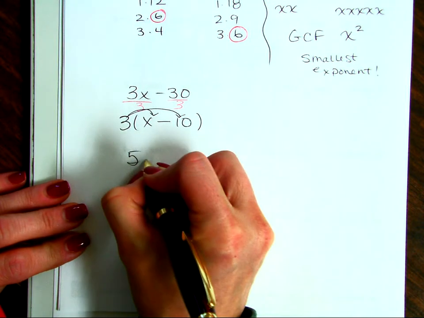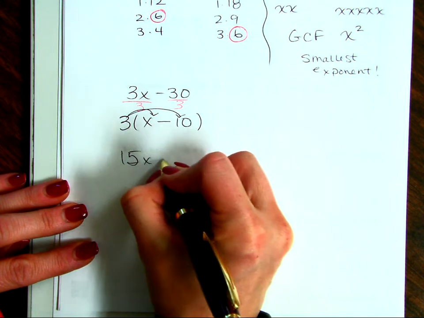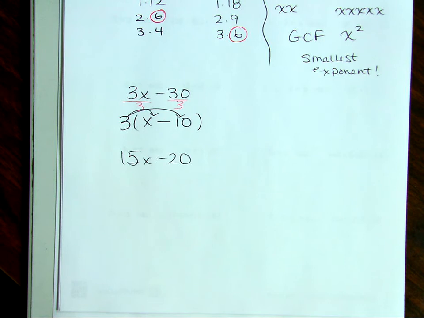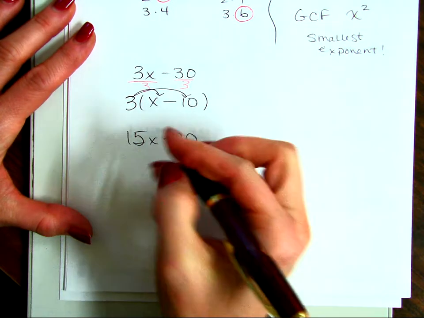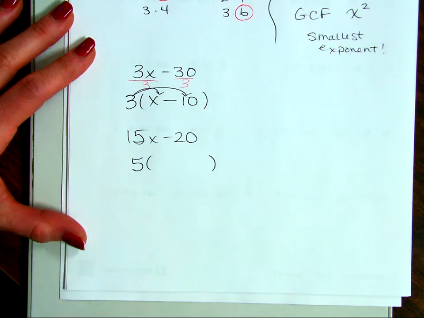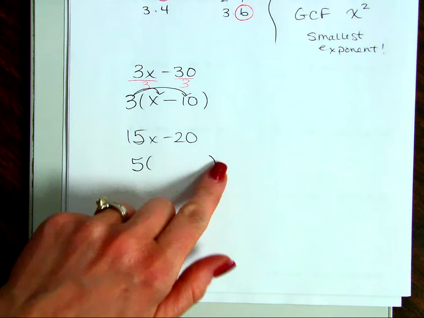Let's do 15x minus 20. Okay? The greatest common factor of 15 and 20 is 5. And factoring it out, so I found the GCF, now factor it out, meaning what's left.